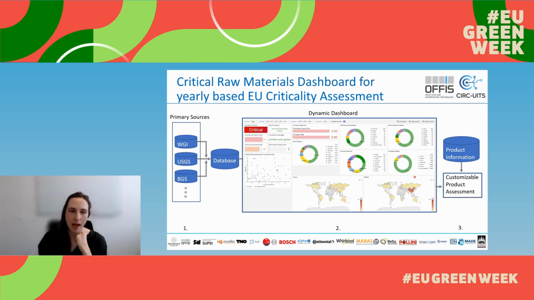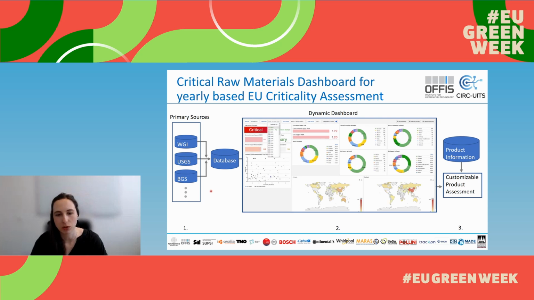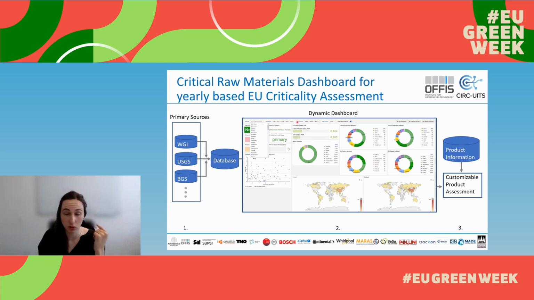On the left side, we have a lot of primary sources, but the main methodology that we are using is the EU criticality assessment. And then we have this dashboard that brings it all together, and the output is then used for this product information. So the dashboard is kind of general. As you can see here, we have a material that we can use, for example, aluminium, and then we can select the time frame and the sources.